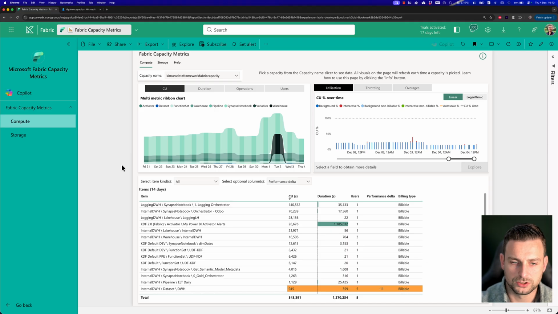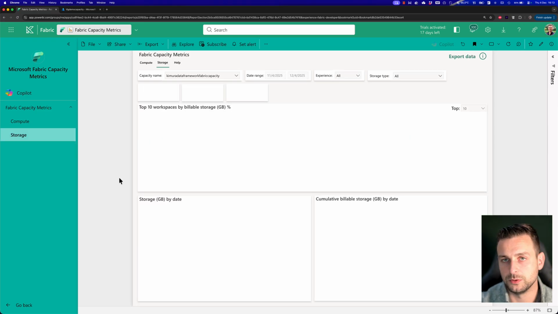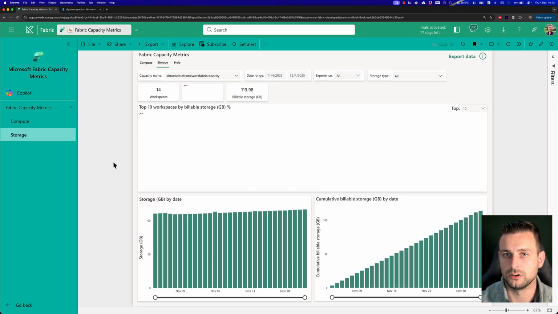Let's dive into storage for a little bit, because as we know, Fabric will bill you for both compute usage as well as for storage. Now, storage is super cheap, and usually storage is, for me, an afterthought. We spend hundreds of euros or dollars or thousands per month on compute, and maybe we spend a few bucks, or maybe 10 or 20 bucks, on storage. But if you have a situation where you store a lot of data on OneLake, then this is a tab that you might want to be looking at.